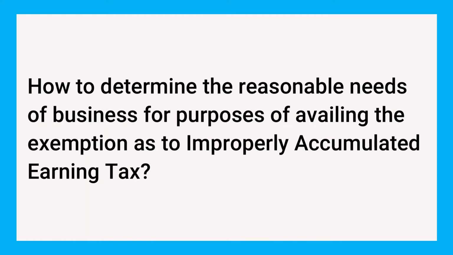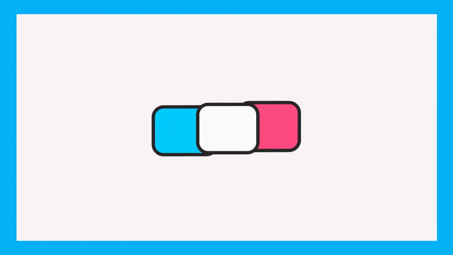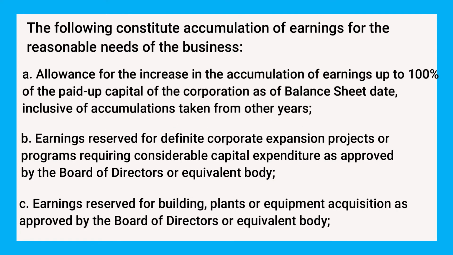How to determine the reasonable needs of business for purpose of availing the exemption as to the improperly accumulated earnings tax. The following constitute accumulation of earnings for the reasonable needs of the business. A. Allowance for the increase in the accumulation of earnings up to 100% of the paid-up capital of the corporation as of balance sheet date, inclusive of accumulations taken from other years.